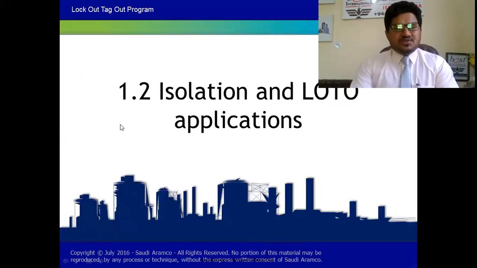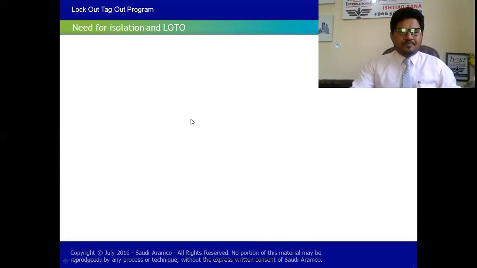Now, the second part, 1.2, is isolation and lockout application. How can we apply it? Because no doubt there is a program, there are procedures available, training is done, and operation and maintenance team responsibilities are clear. Even proponent managers know their responsibilities, and in the same way the contractors that work through are also well guided. What are their responsibilities, right? Now it's time to understand how we can apply this isolation and lockout.